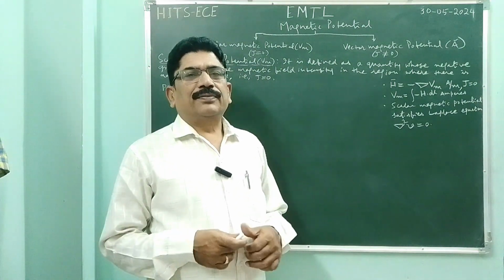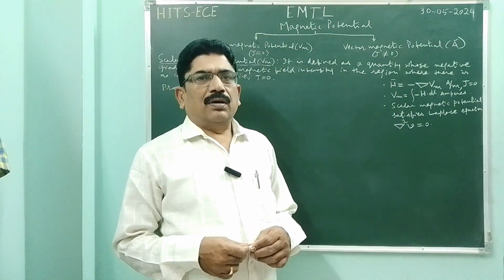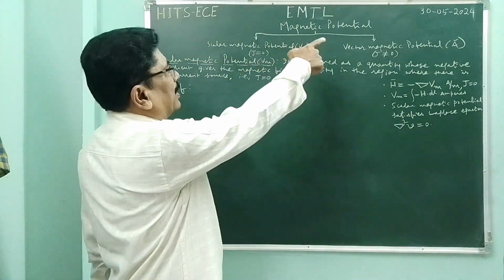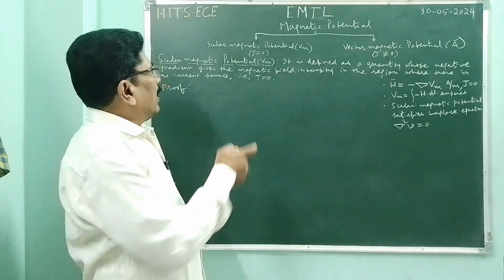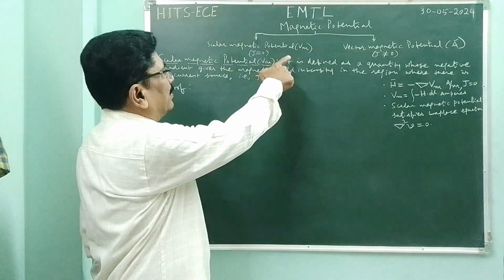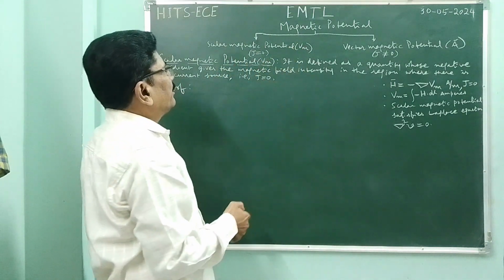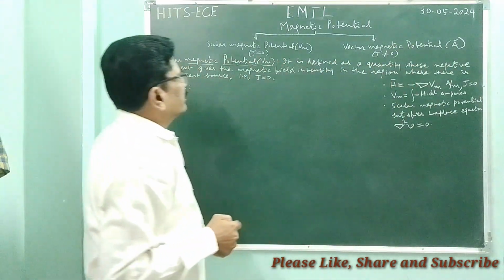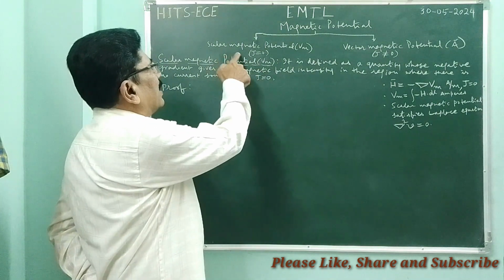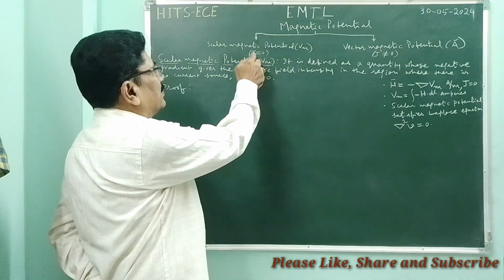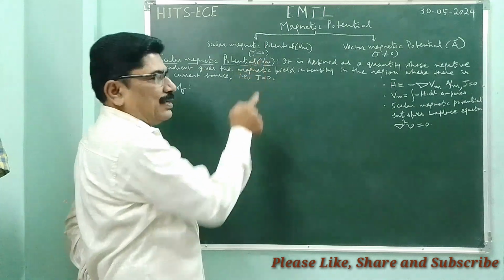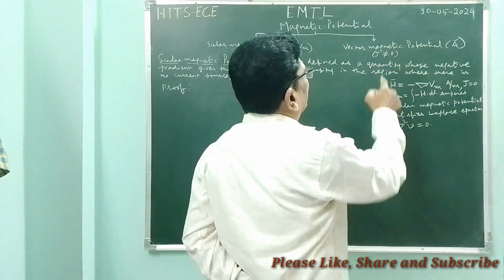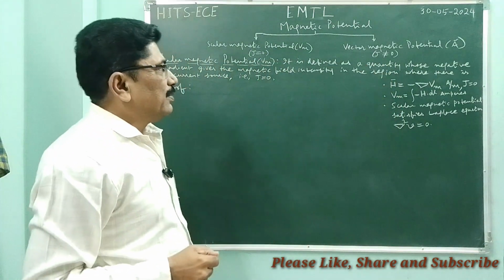Okay, in today's class, I will clearly explain about this magnetic potential. It is of two types. One is scalar magnetic potential denoted by Vm, and vector magnetic potential denoted by A bar. The scalar magnetic potential is subject to the condition J equal to 0, that is, there is no source current, and here it is subject to the condition J not equal to 0.